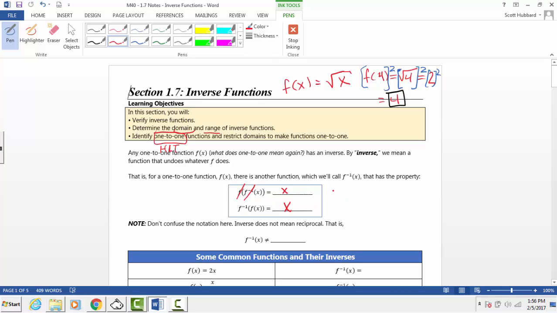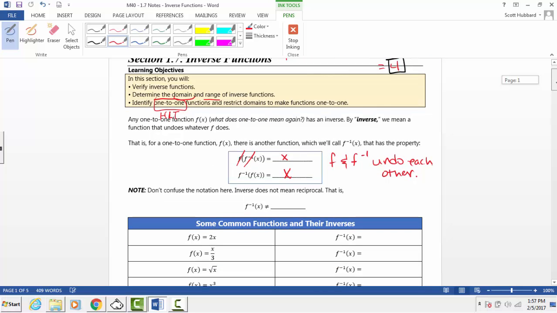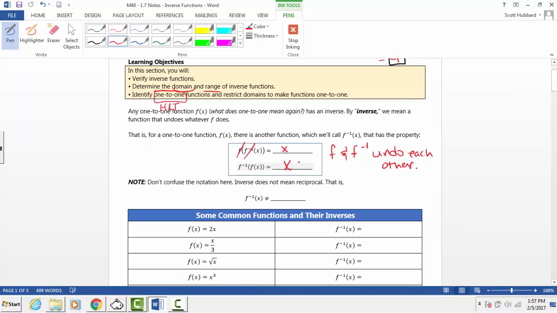Okay? So f and f inverse, that's the notation for an inverse, always undo each other. And what you're left with is not a number, what you're left with is x, the input. Okay? Same thing here.